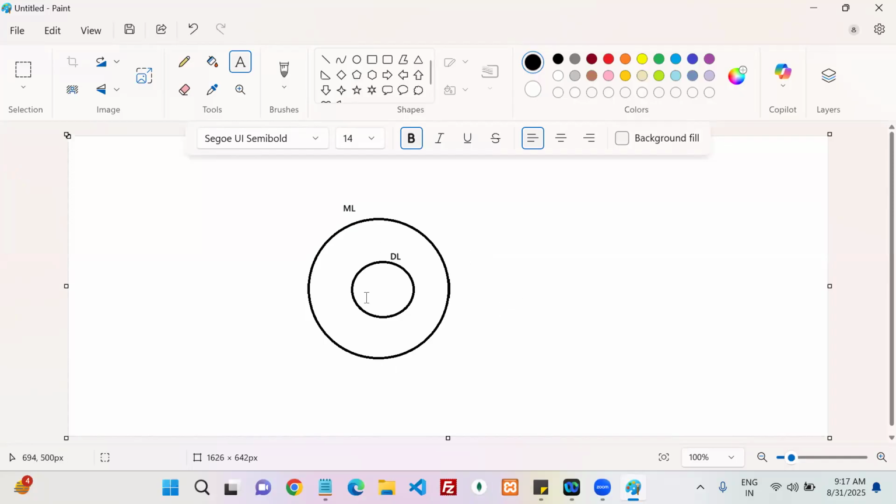Same like this, my deep learning model mimics the human brain. If I show you one cat image, your brain tells you it is a cat. Same like this, if I give the image to my DL model, it is also going to tell what this image is, cat or dog, something like that.